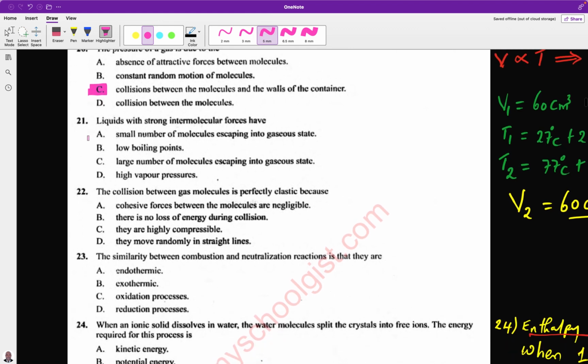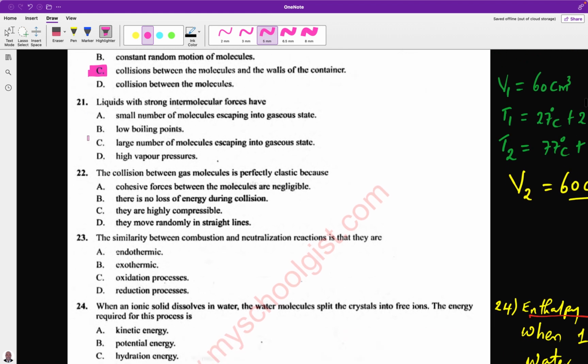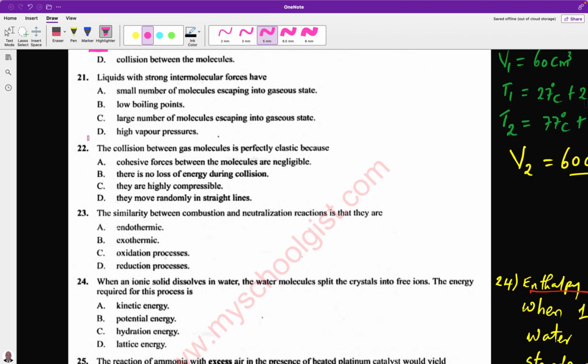Question number 21. Liquids with strong intermolecular forces have a small number of molecules escaping into the gaseous state.